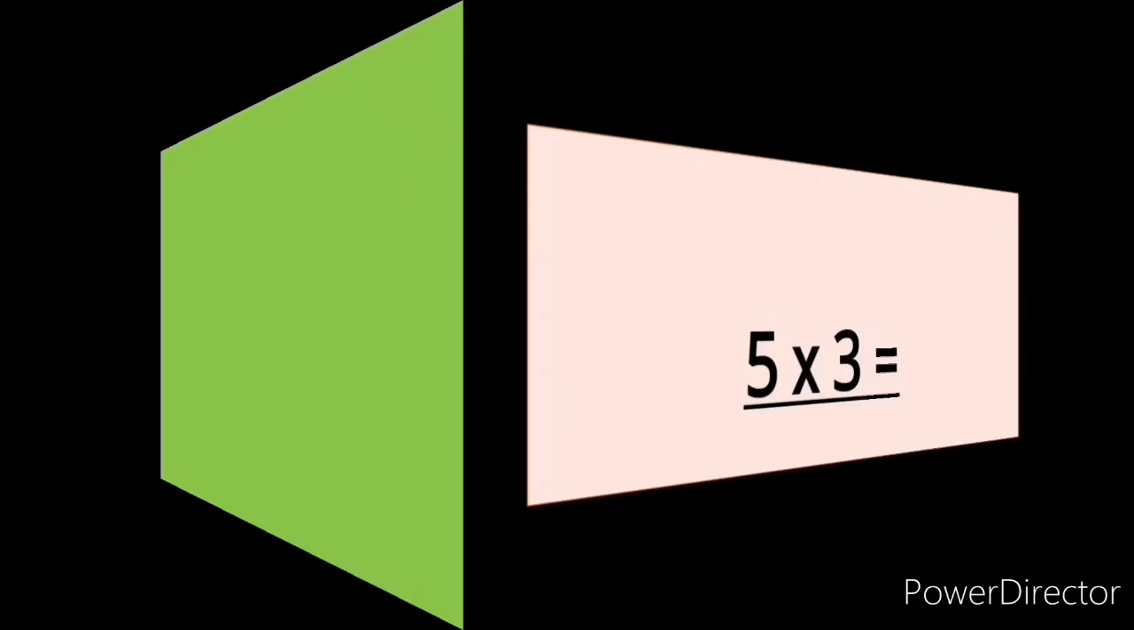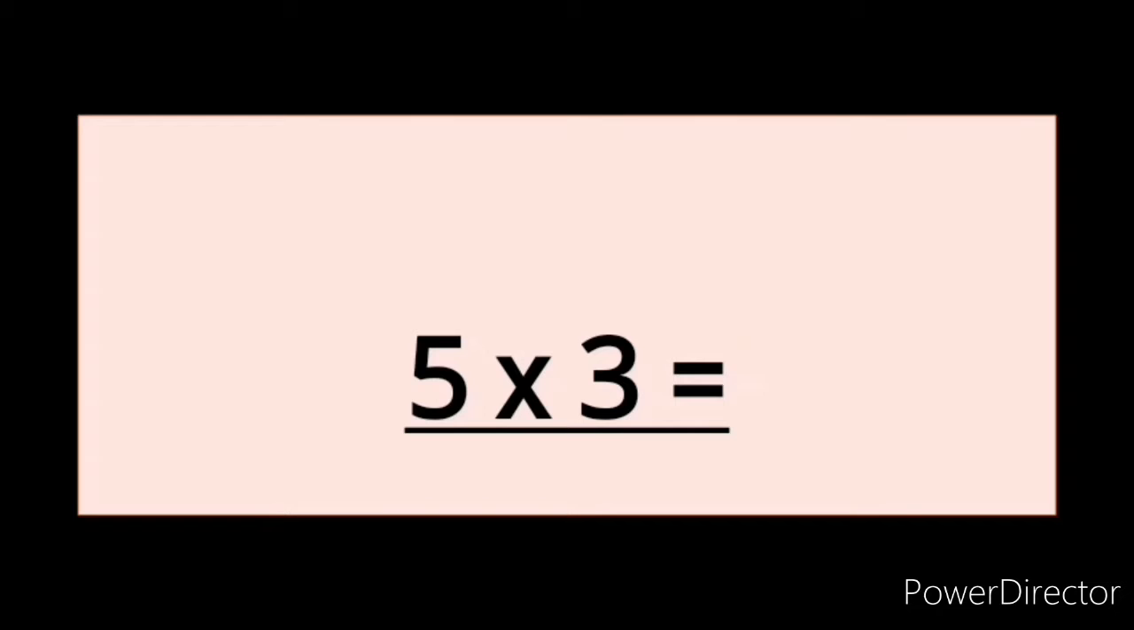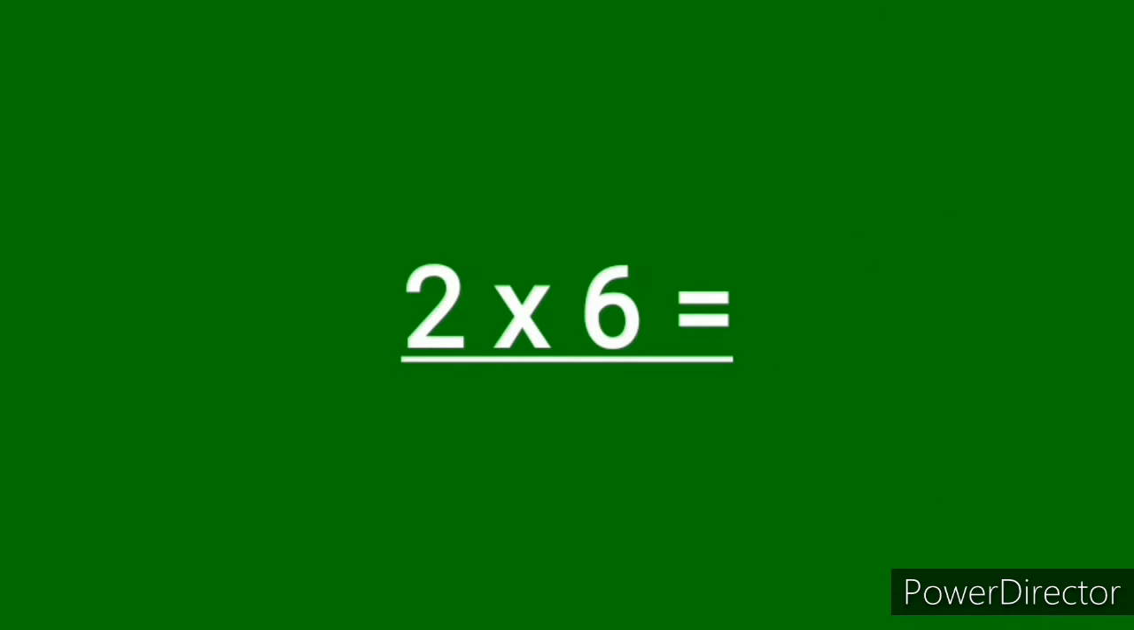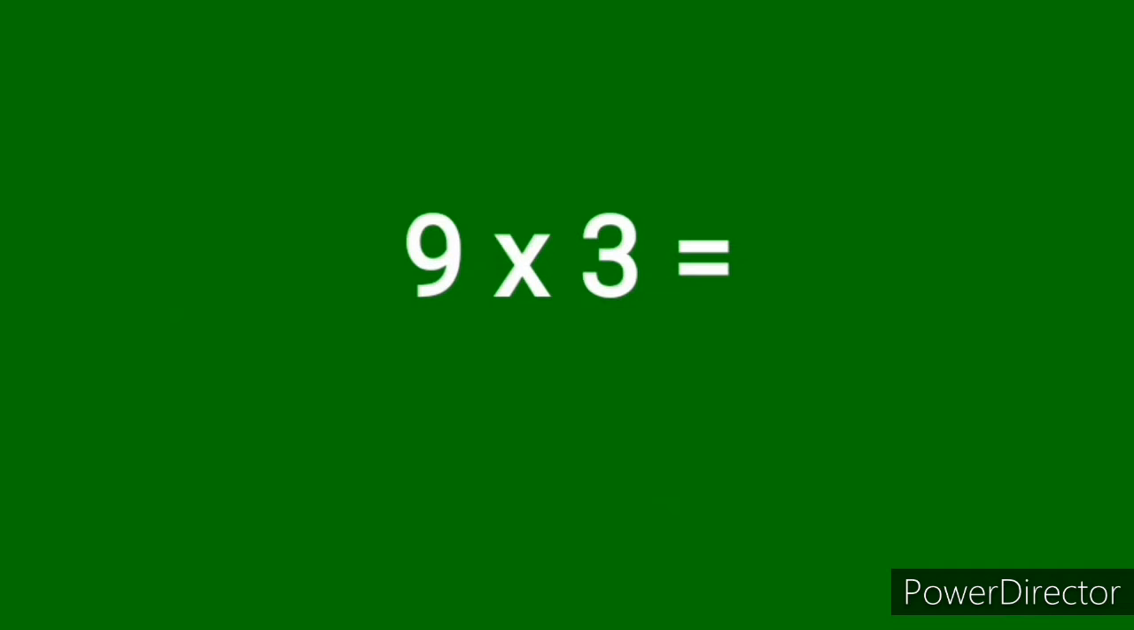Let's have your knowledge in multiplication. Answer this quickly. 5 times 3 is equals to 15. Very good. Next. 2 times 6 is equals to 12. Very good. Next. 8 times 5. How much? 40. Very good. Next. 9 times 3 is 27. Very good.